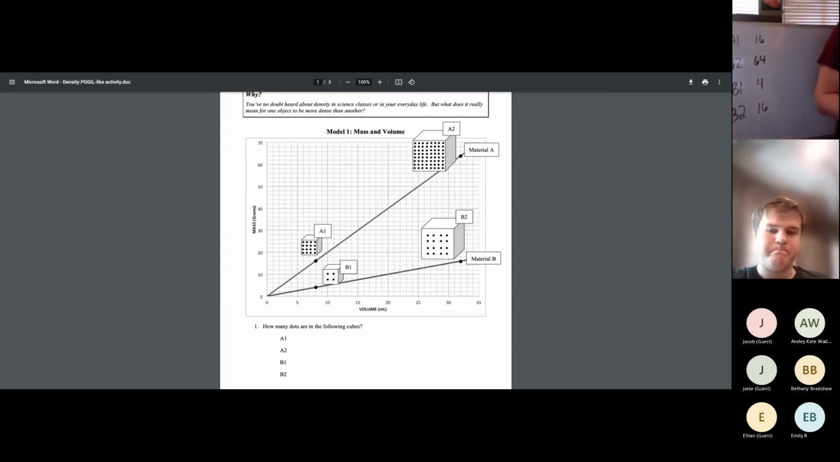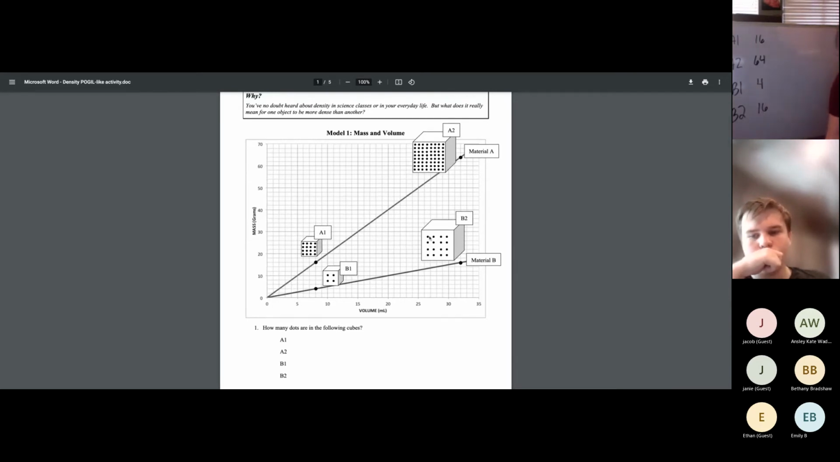Is there a pattern in how A1 and A2 are related and how B1 and B2 are related? The lines they're graphed on. Okay. So there's obviously some pattern there, right? So what is the same or different about how the dots in B1 are organized and how the dots in B2 are organized?